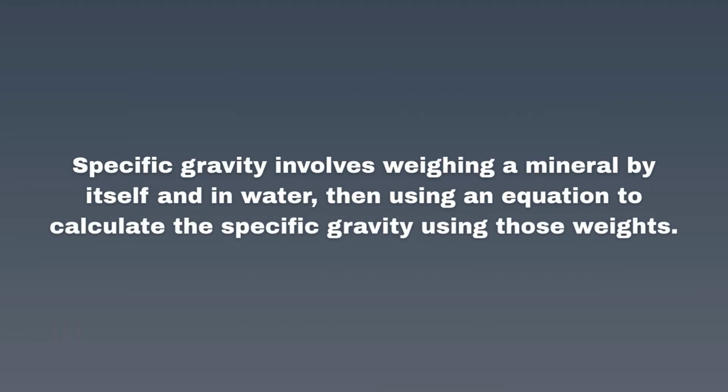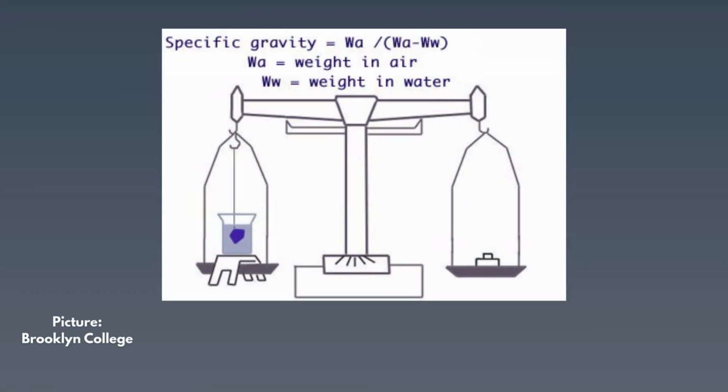Specific gravity involves weighing a mineral by itself and in water, then using an equation to calculate the specific gravity using those weights. This picture shows the different methods of weighing your specimen and the equation you'll need to get the specific gravity.